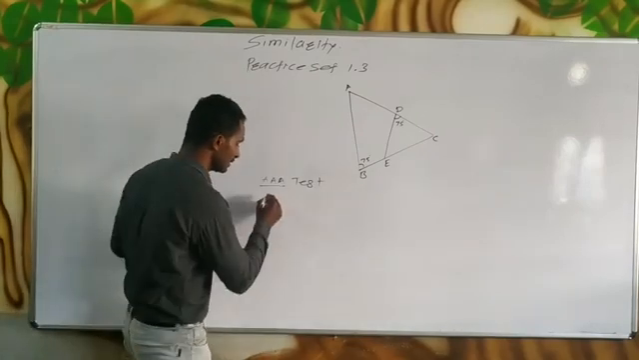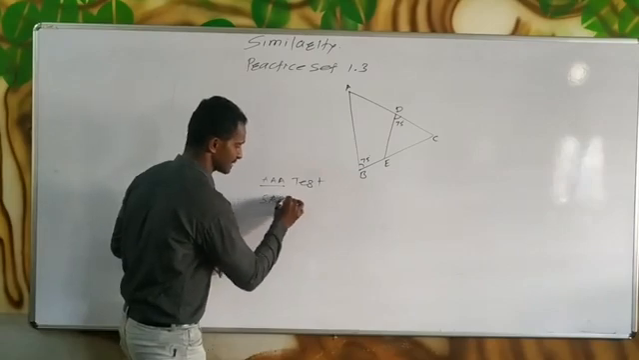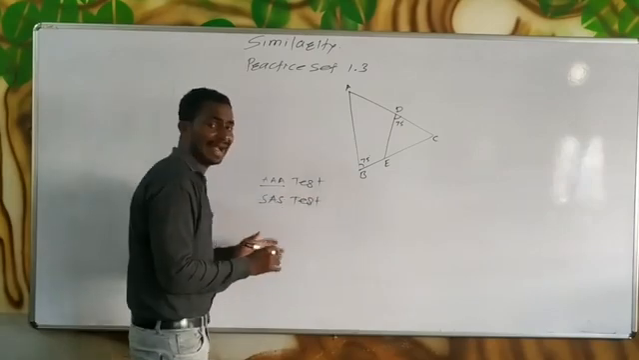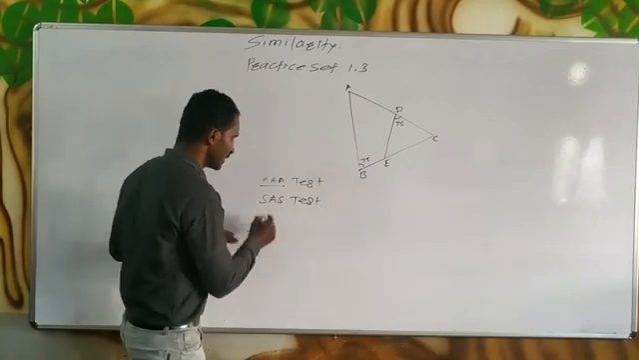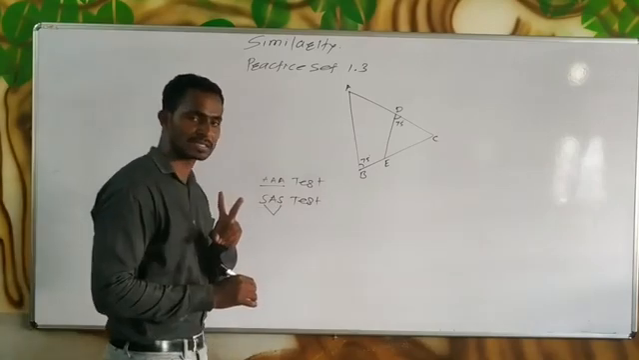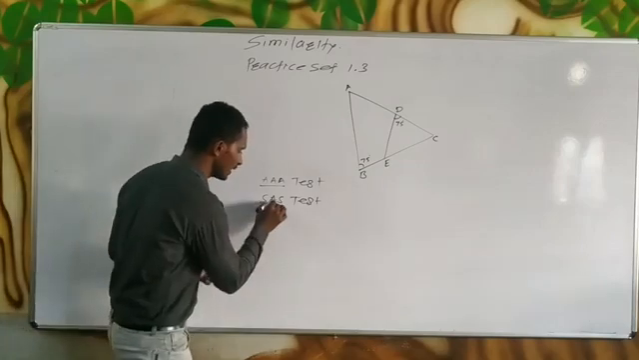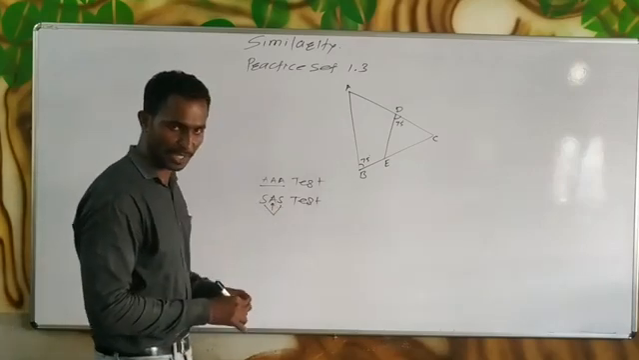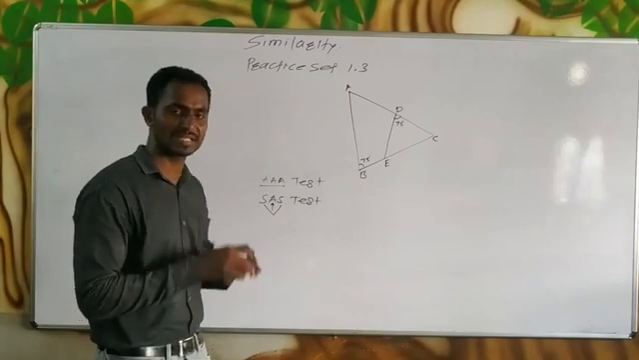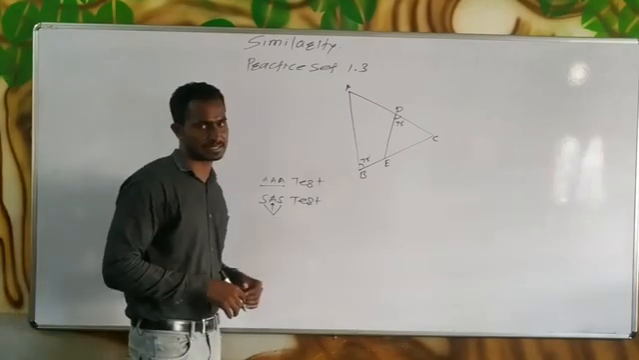After the AA test, we have studied the SAS test, that is, the side angle side test. We know that if two sides of one triangle are in proportion to the two corresponding sides of the other triangle and the corresponding included angles are equal in measure, then both triangles are said to be similar by the SAS test.